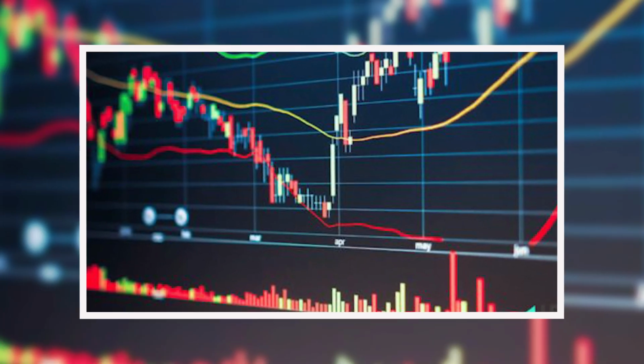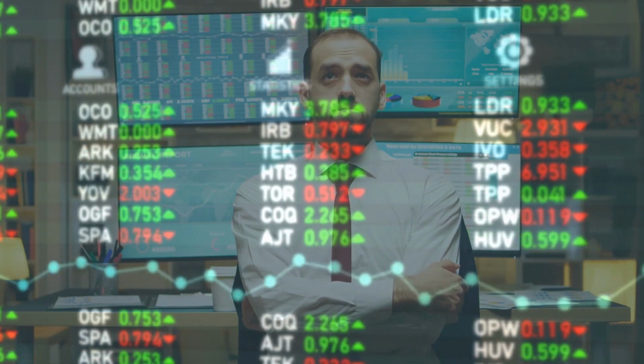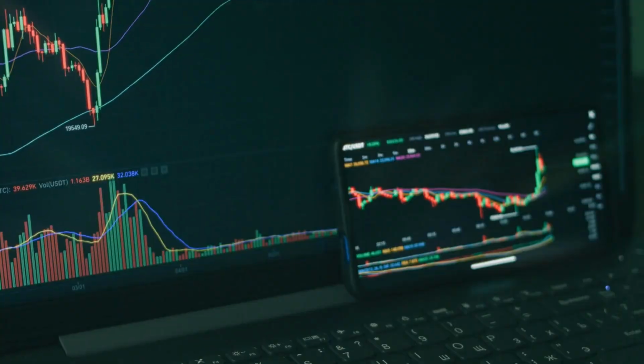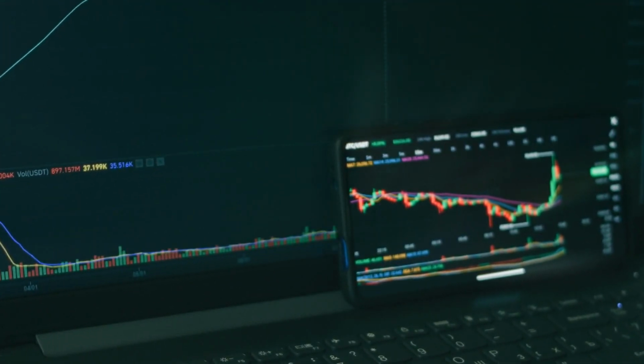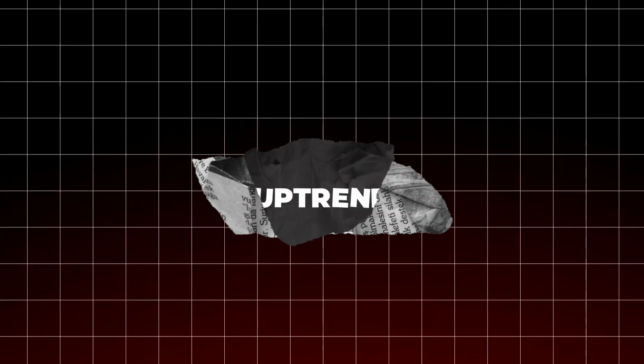Next comes trends. When it comes to stock charts, trends are the bread and butter of analysis. They help you understand the general direction a stock is moving and offer clues about where it might be headed. Let's break down the 3 main types of trends.